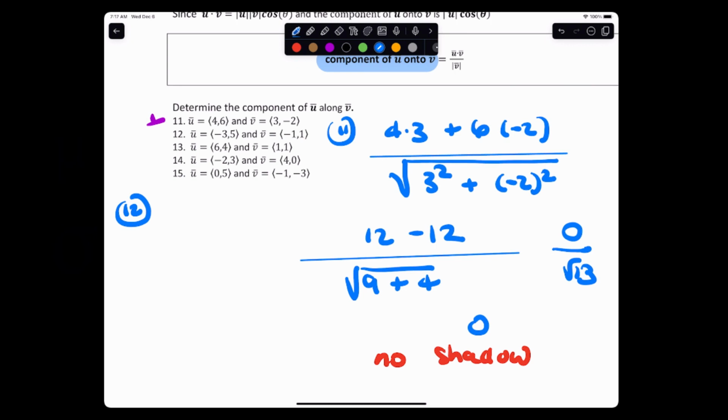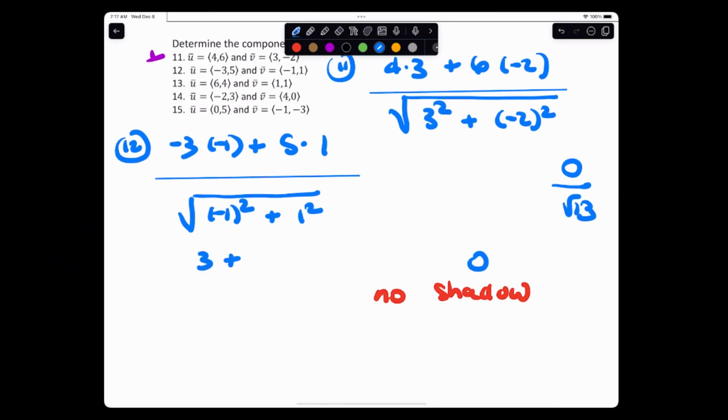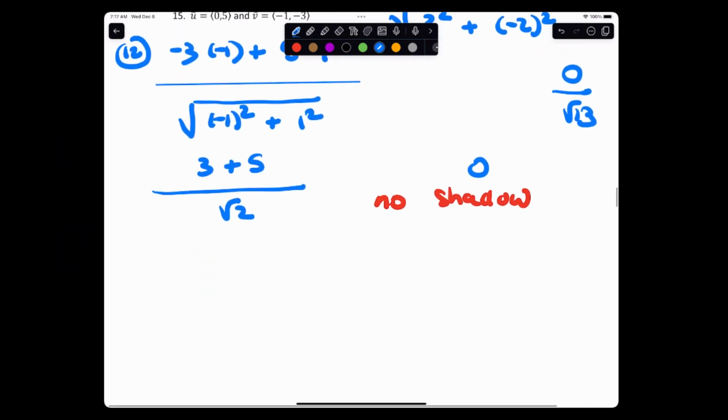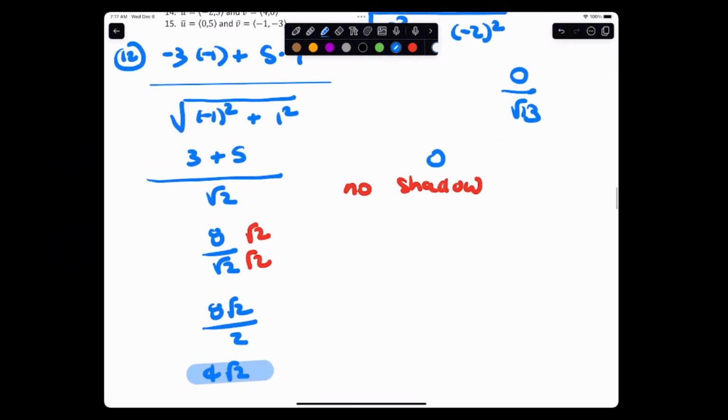Is that right? Negative 3 times negative 1 plus 5 times 1, divided by the square root of 1 squared plus 1 squared. 3 plus 5 over the square root of 2. So that would be 8 over the square root of 2. Now we can rationalize the denominator. And that gives you 4 what? Square root of 2. So this is the shadow, the component of U along V. That's the scalar value. That's the length of the shadow. All right, so this is going to be good information for us for tomorrow.